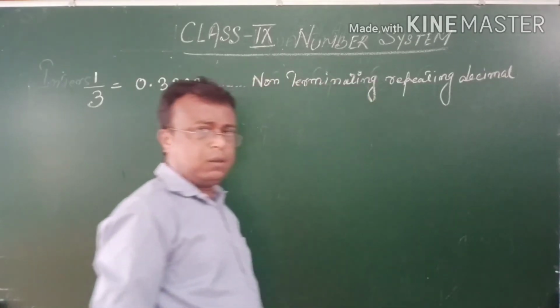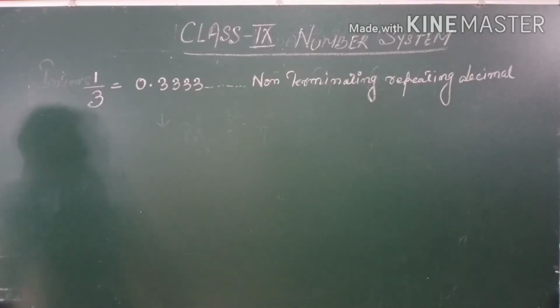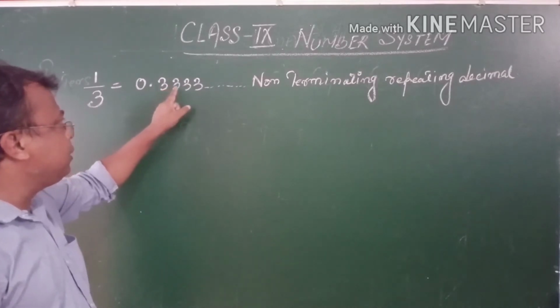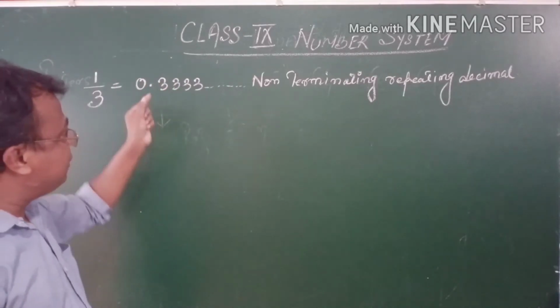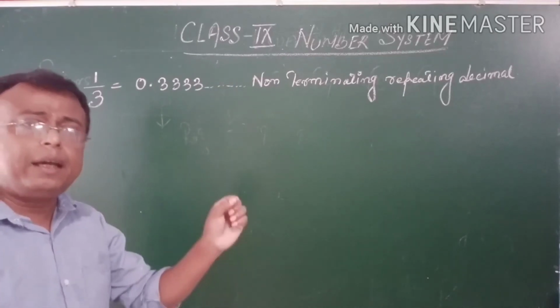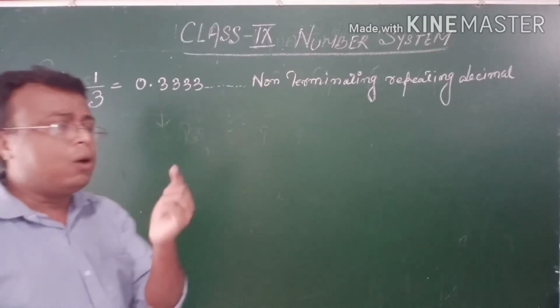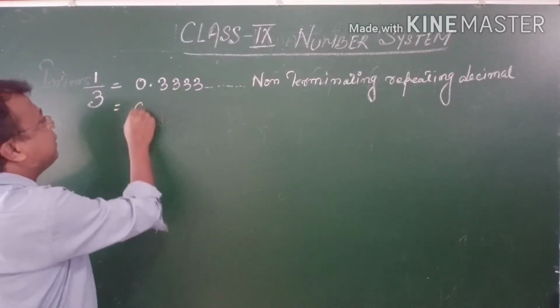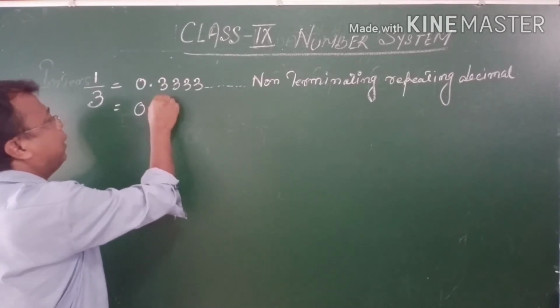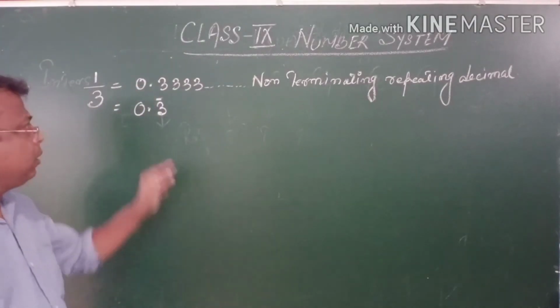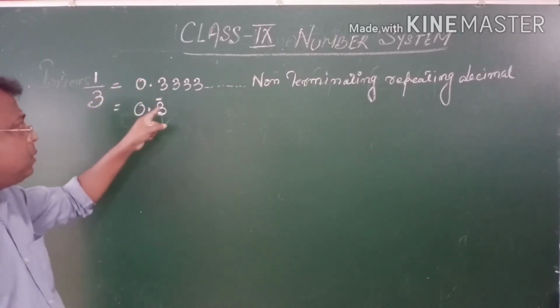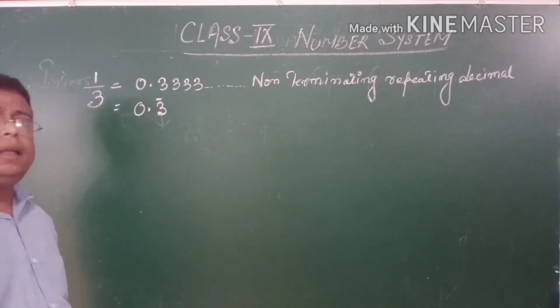Non-terminating repeating decimal. Why is it called non-terminating repeating decimal? Because it does not stop, and the digit 3 after the decimal is repeating again and again. How many digits are repeating? Only one digit, that is 3. So I can express that like this: 0.3 bar. What is the meaning of this bar symbol? It means that the 3 is repeating again and again.